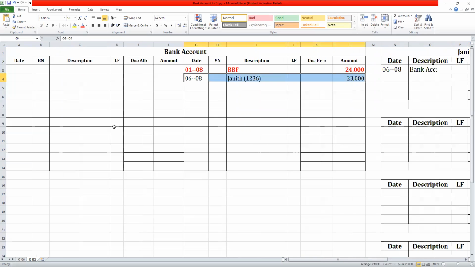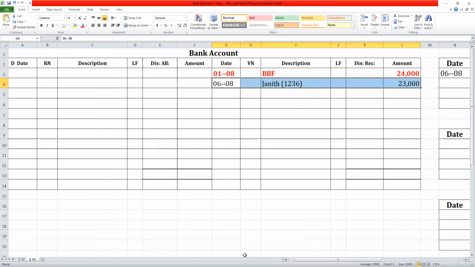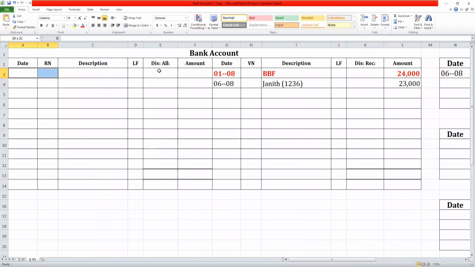The next transaction says the check is dishonored. What we should do, record that check in the debit side. The date is 8th of August. Janit, check number 1236. Amount is 23,000. Bank account should be debited.